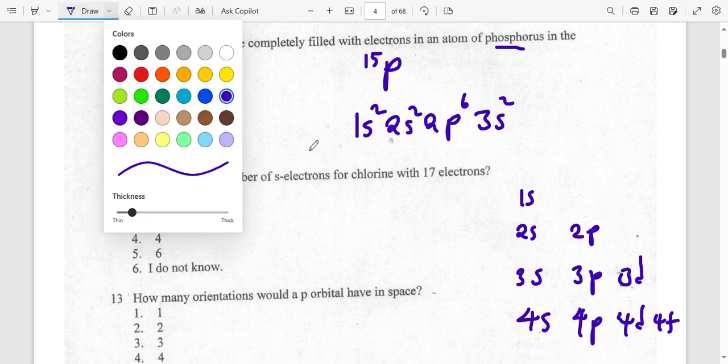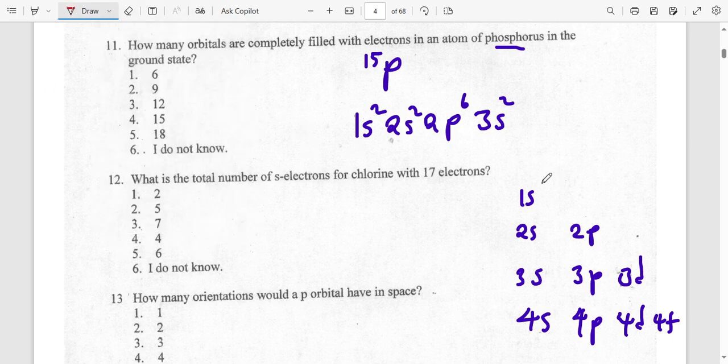When you are filling these orbitals, you always start with 1s, and then you go to 2s, and then 2p, and then 3s. After 3s, you go to 3p, and then 4s. After 4s, you go to 3d, and then 4p. That's how you fill these orbitals, in that order. So since I've ended with 3s, which one do you think will be the next orbital to fill?